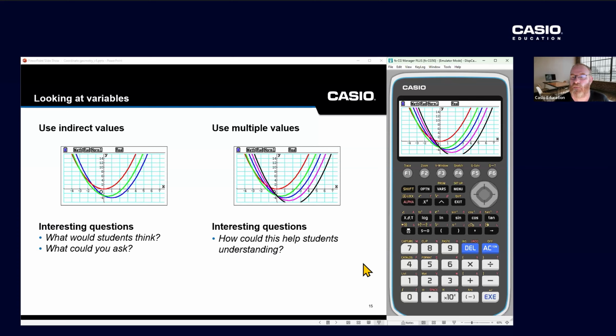How could this help students? Well, they all appear to be going through the same y-intercept. Why is that happening? But it also appears that the vertex, shall we say, is moving to the right and down, perhaps. So is there a pattern going on? What particular pattern is there? Okay, and if you go back and link that to the algebra perhaps, or even the completed square format, there should be some sort of interesting revelations at this point.